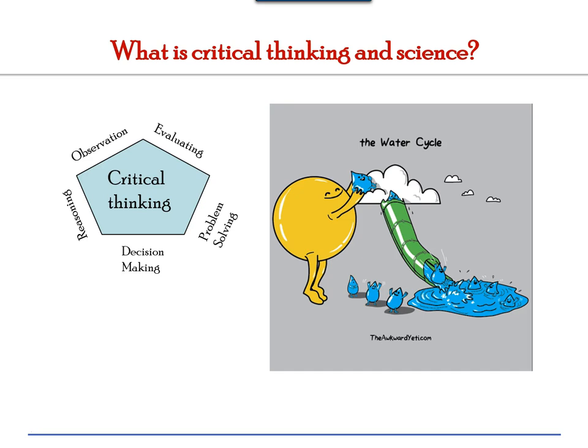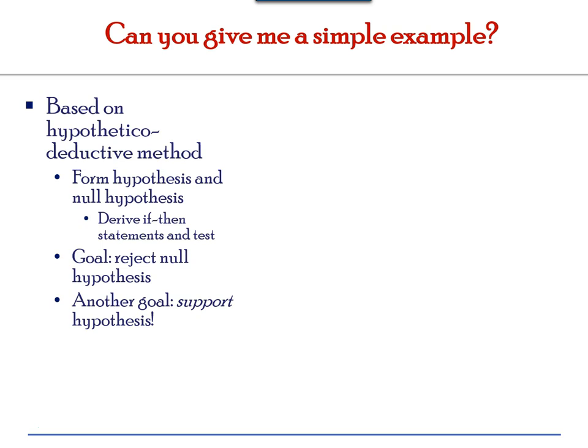To conclude, five key factors of critical thinking are observation, evaluation, reasoning, decision making, and problem solving. A hypothesis is a tentative answer to a well-framed question. A scientific hypothesis leads to predictions that can be tested by observations or experimentation.